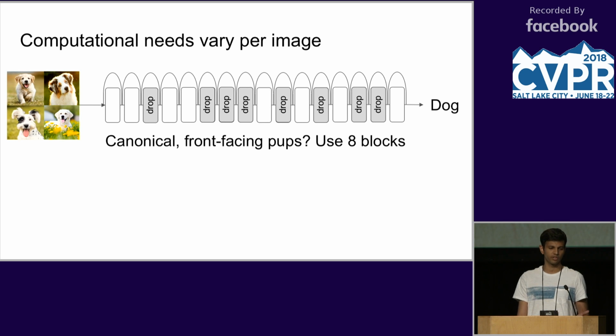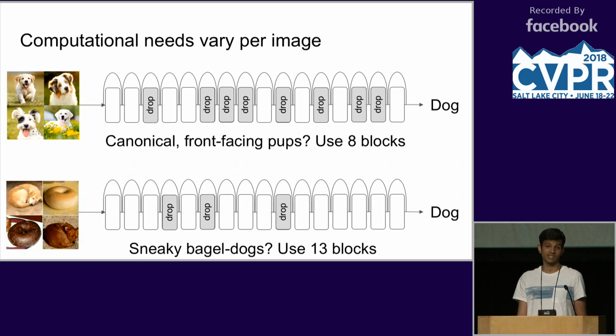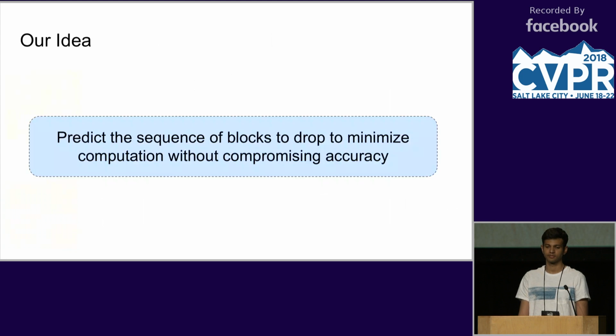For example, for these images of canonical front-facing dogs, only 8 blocks are really needed to get the correct answer. While for these sneaky dogs disguised as bagels, nearly all of the blocks are needed. Clearly, the characteristics of the image hint at how much computation is needed. Our idea is to capture these characteristics in a model that looks at the image and decides how many blocks to drop, with the goal of minimizing computation without compromising the accuracy of the model.